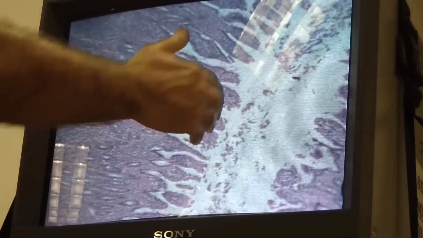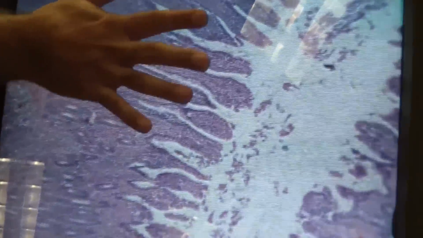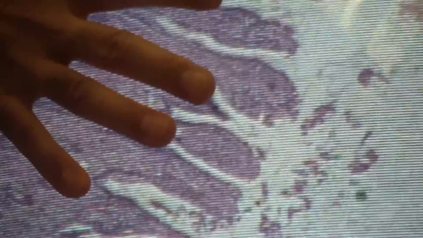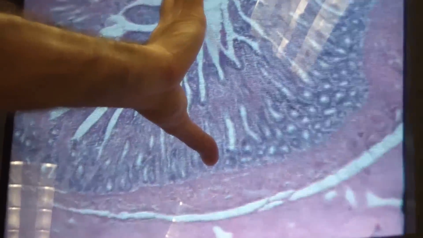If I go to the next one, here's the lumen right here. These are those villi. And remember, these are all simple columnar cells. If you go to 40, you should be able to see them. So the mucosa, the submucosa, and then muscularis externa with circular and longitudinal, and then serosa or adventitia.